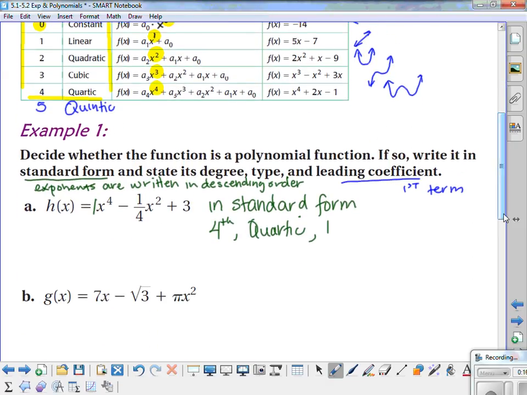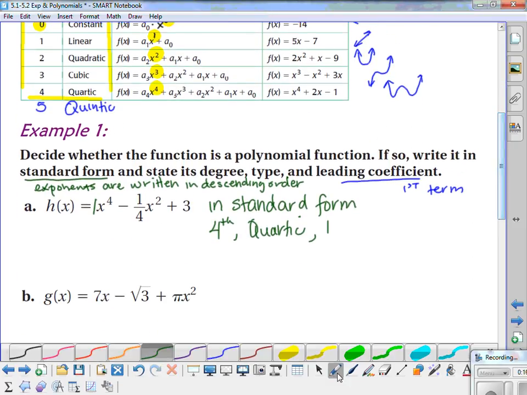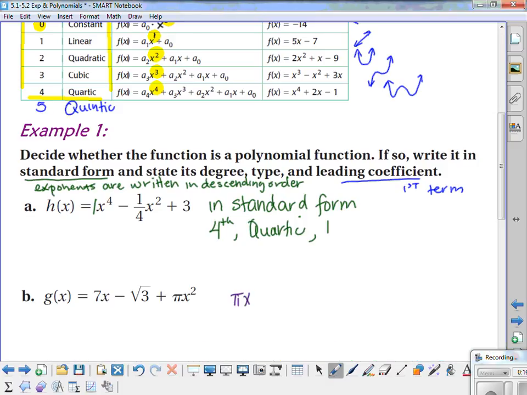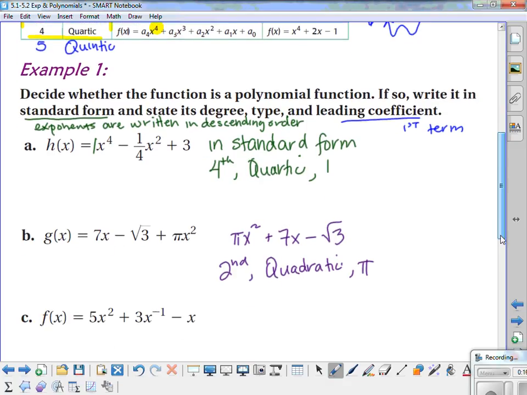Now, is this one written in standard form? No, it's not. So we need to rearrange it. So the pi x squared would be first, and then 7x, because that's x to the first, and then minus root 3. And so what's the degree on this one? Second degree, which makes it quadratic. And the leading coefficient is pi. Is pi a real number? Yes, it is. It's just irrational, but it's still real. Okay? All right. What about this one?